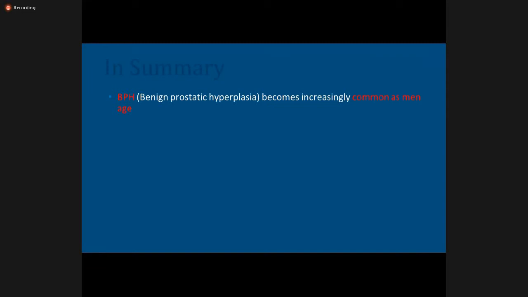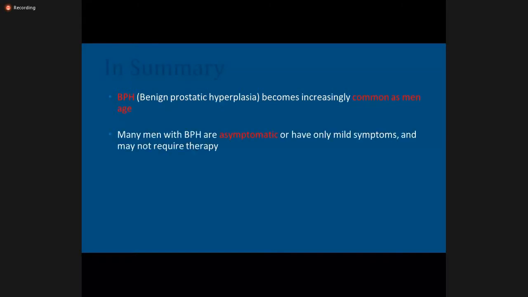So this is the summary, so that you can remember what we have taught in this last half an hour. BPH, benign prostatic hyperplasia, becomes increasingly common as men age. Many men with BPH are asymptomatic or have only mild symptoms and may not require therapy.